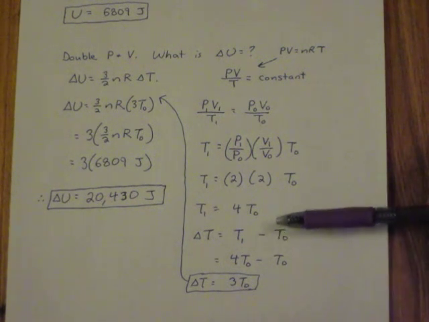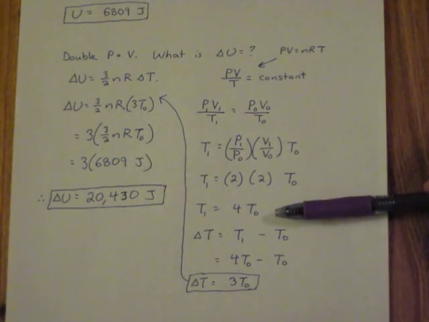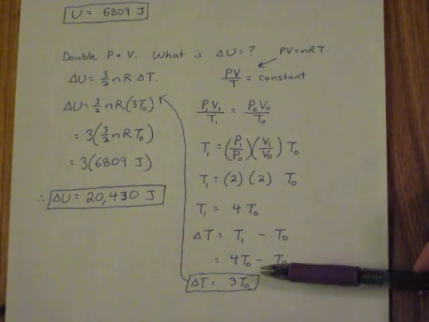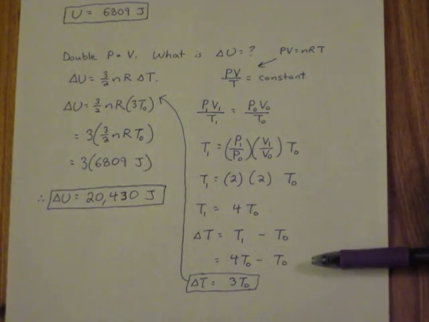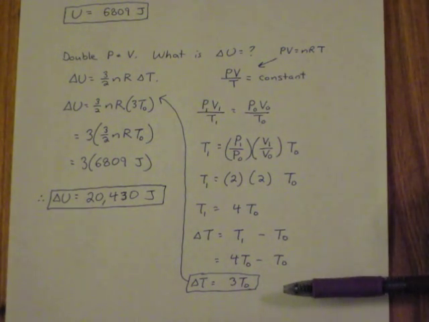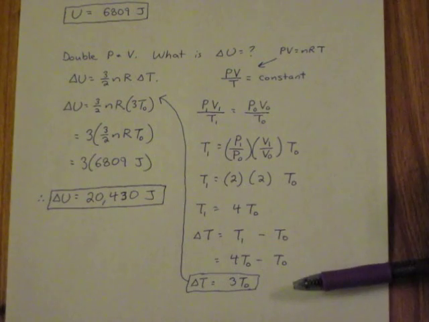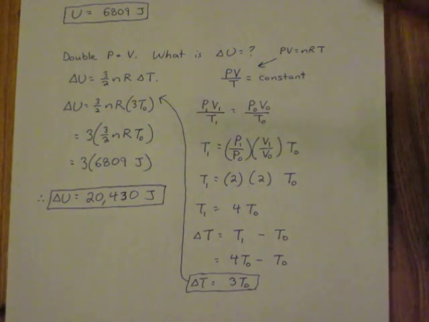Now make this substitution, because up here we said that T1 is 4 times T0. So in place of T1, substitute 4 times T0. So now we have delta T is 4 times T0 minus T0, which means that delta T is 3 times T0. That's the expression we've been looking for on this right-hand side. So now let's plug it in over here.